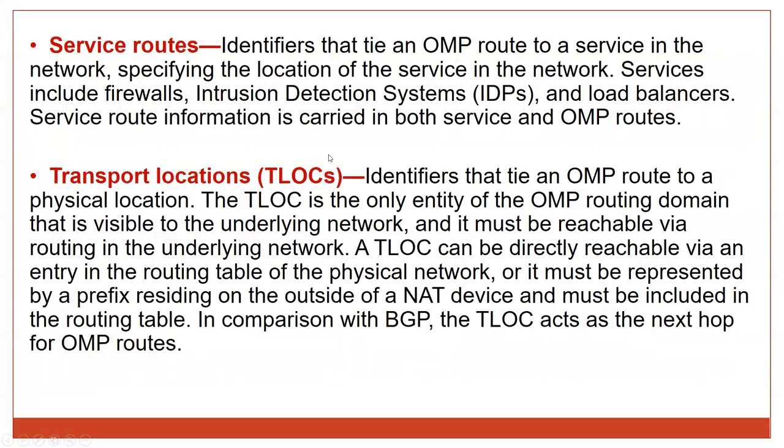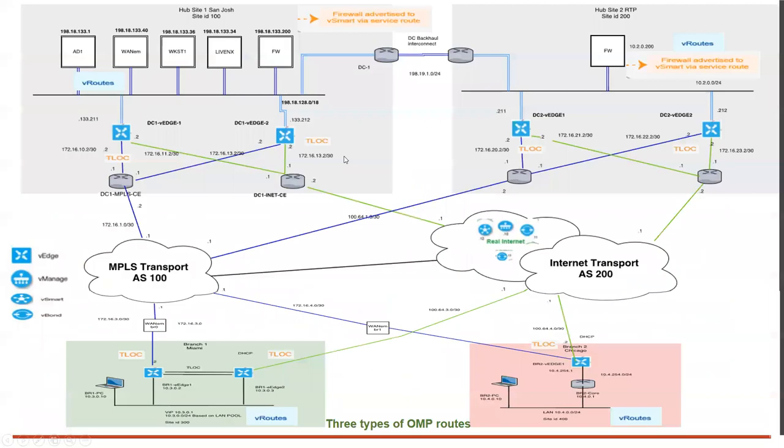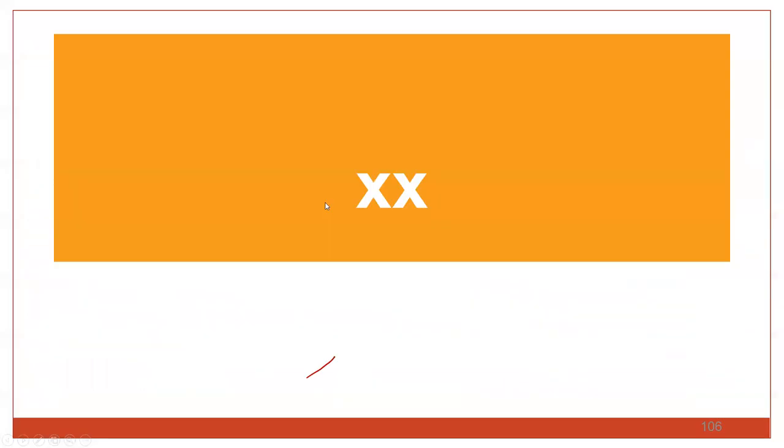Actually, OMP is the Overlay Management Protocol that runs between the vSmart and the vEdge devices, and its main responsibility is to redistribute the service side routes towards the vSmart through OMP. So it is just like BGP, and it forms the OMP pairing between the vSmart and the vEdge devices. Why are you telling service side route?